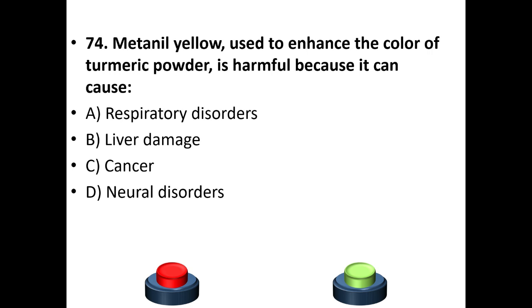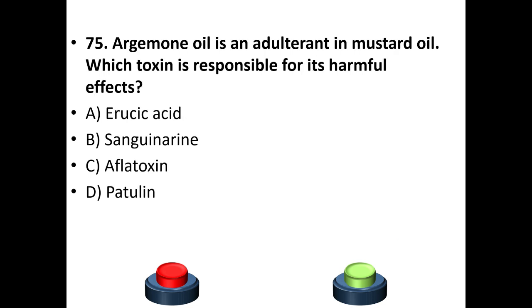74. Metanil yellow used to enhance the color of turmeric powder is harmful because it can cause respiratory disorders, liver damage, cancer, neural disorders. Which is the answer? Your answer is D, neural disorders.